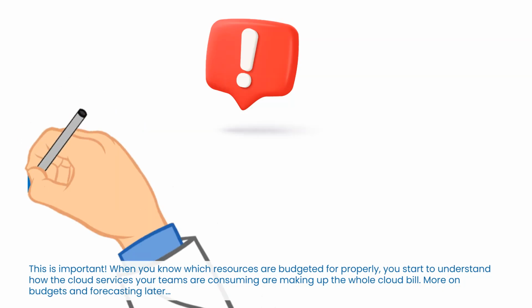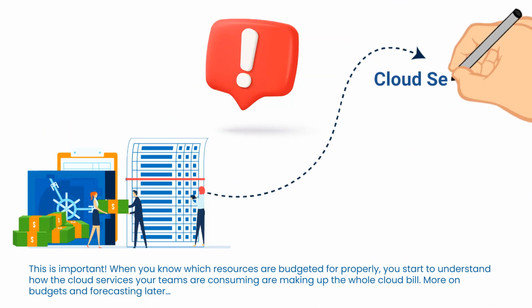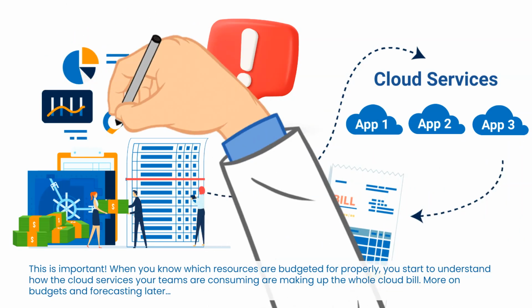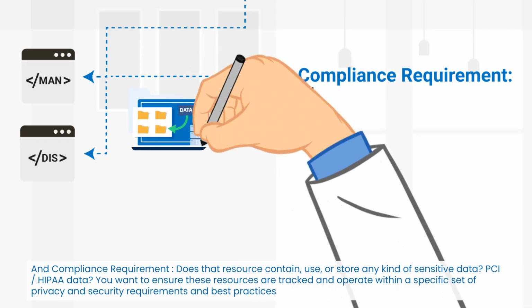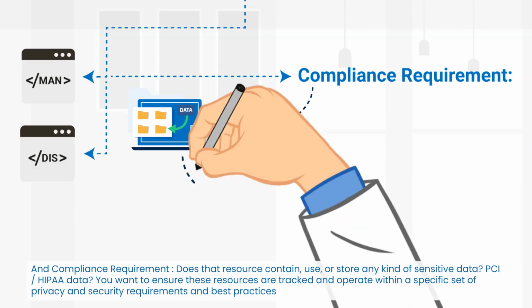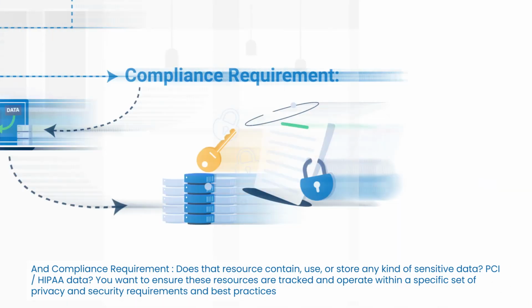Cost center, which account or budget is used to pay for the spend associated with this resource? This is important. When you know which resources are budgeted for properly, you start to understand how the cloud services your teams are consuming are making up the whole cloud bill. More on budgets and forecasting later. And compliance requirement. Does that resource contain, use, or store any kind of sensitive data? PCI? HIPAA data? You want to ensure these resources are tracked and operate within a specific set of privacy and security requirements and best practices.